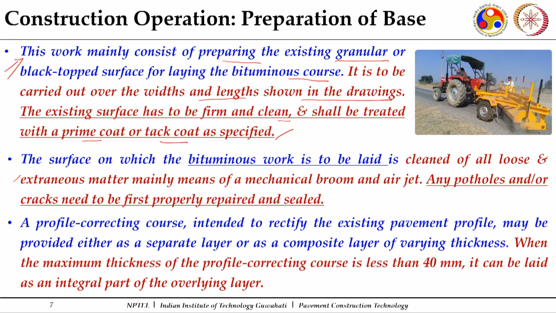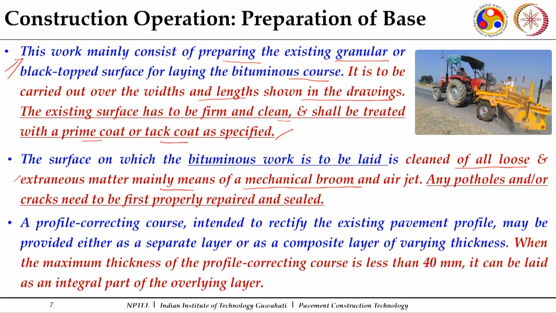The surface on which the bituminous course is to be laid is to be cleaned of all loose and extraneous matter. What we employ to clean, to remove any foreign material or any loose material from the surface, is normally a mechanical broom or an air jet. So, this is used to clean the existing surface before you go for an application of a prime coat or a tack coat. Any potholes or cracks need to be first properly repaired and sealed.